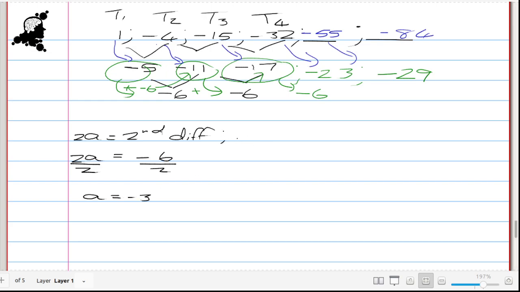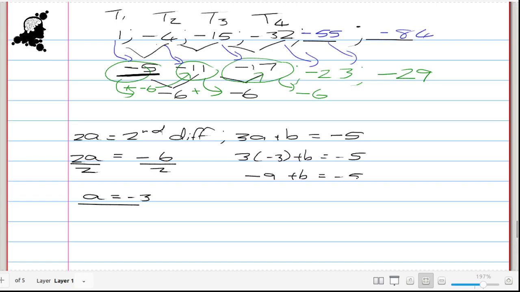Next, I can say 3a plus b is equal to the first term of the first differences, which is going to be negative 5. Now remember, I already have the value of a that I calculated down here, so let me substitute that. 3 into negative 3 plus b is equal to negative 5. This is going to give me negative 9 plus b is equal to negative 5. b is equal to negative 5 plus 9. You get b is equal to 4. There we are. We've solved for b.